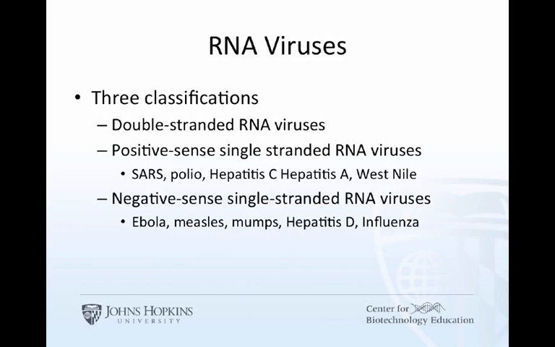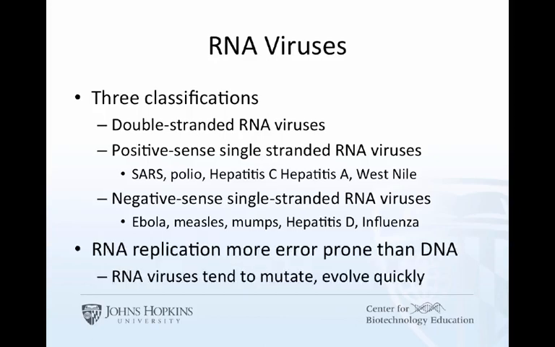Others have negative strand or antisense RNA. Before translation, an RNA complement of the genome must be synthesized so that translation of viral proteins can occur. RNA has a replication cycle that is far more error-prone than a DNA replication cycle. That's why DNA is better suited for genome use in most organisms. So if RNA viruses can evolve quickly, that makes finding vaccines very challenging.